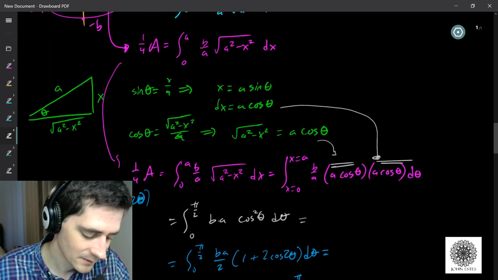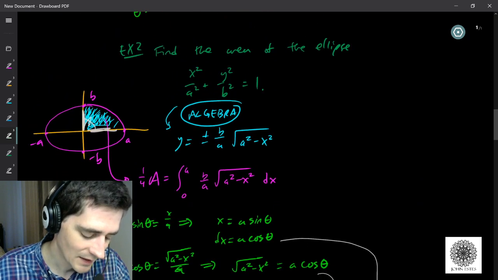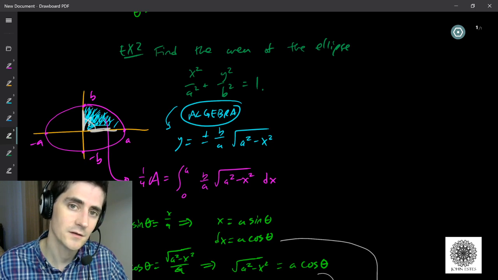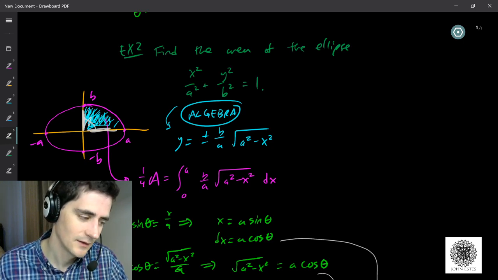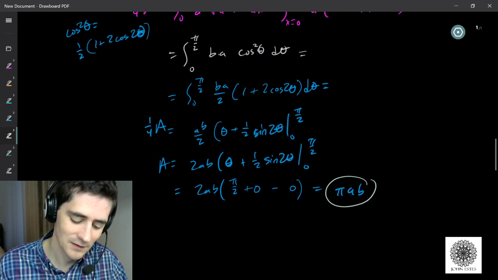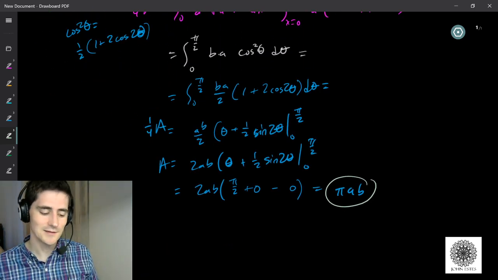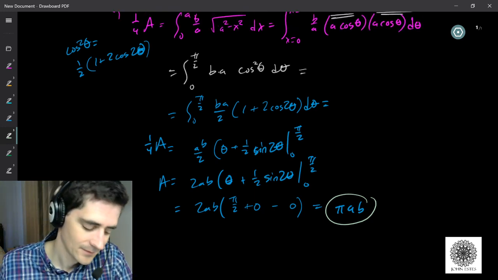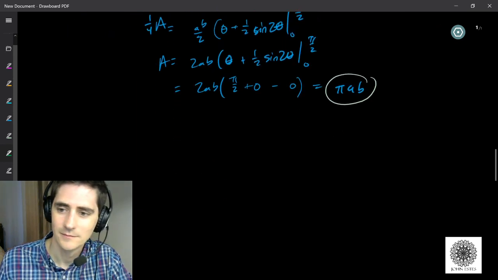Now, look, if your a and b are the same thing, what happens? You have a circle, and we know the area of the circle is pi r squared, r being the distance a. If a and b are the same, that's exactly what you get, pi a squared. This is consistent with the area of a circle, just a little bit more general. All right, let's try another one.